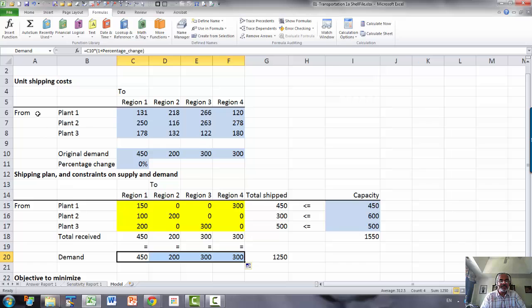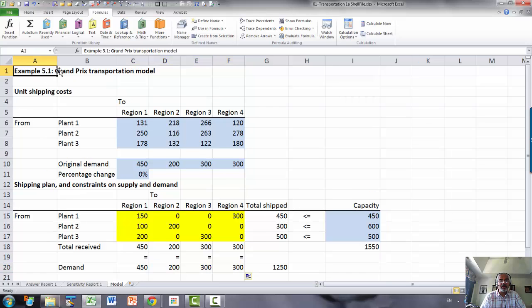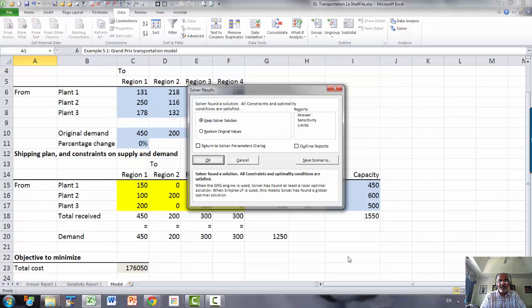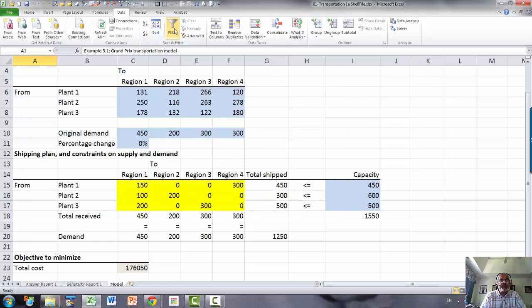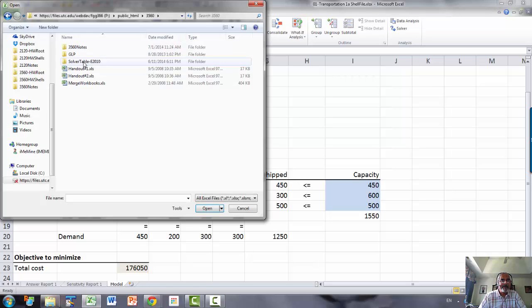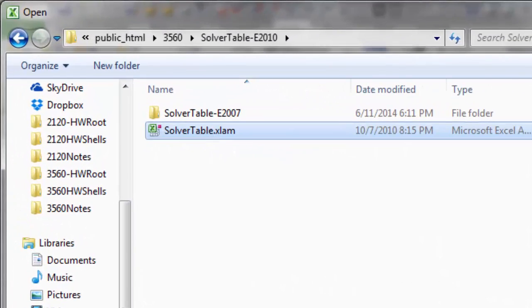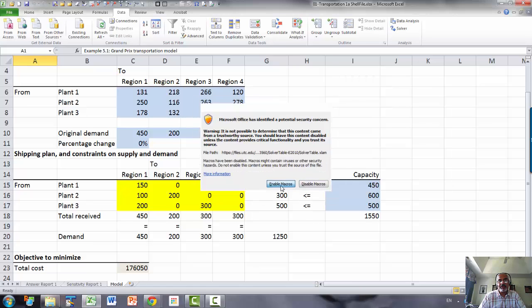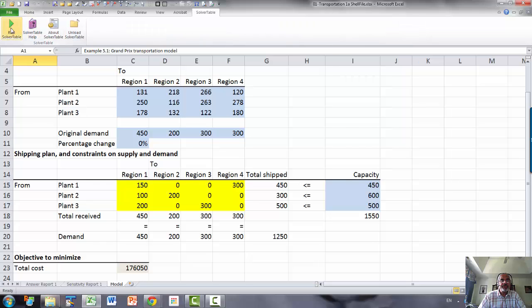Now, having made this change, we can run Solver. Now we can run Solver Table, and we can change this percentage and see what will happen to our optimum solution as the demand either decreases by a certain amount or increases by a certain amount, by the same percentage amount for all the 4 regions. So open Solver Table and enable macros. Okay, then run Solver Table.